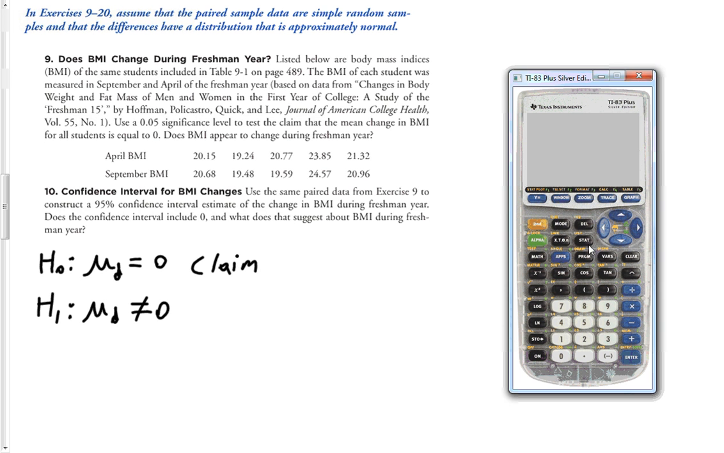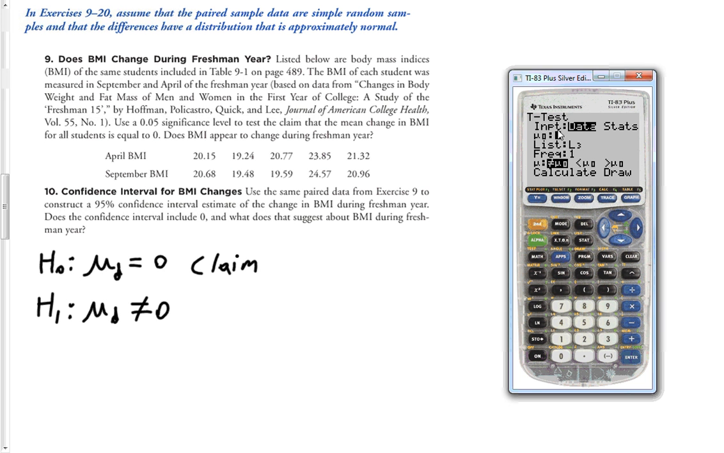And when I quit, I'm going to go back over to stats, I'm going to go over to tests, and once again, I'm going to do a t-test because I don't know the population standard deviation for the differences. So I go down to 2, which is t-test. And once again, I don't have statistics. I don't have the mean and standard deviation and all that. I have data.